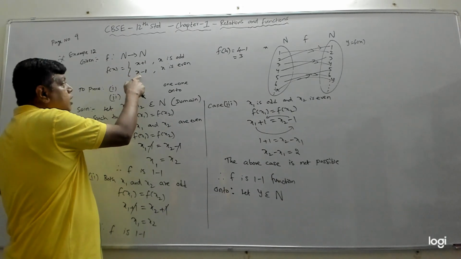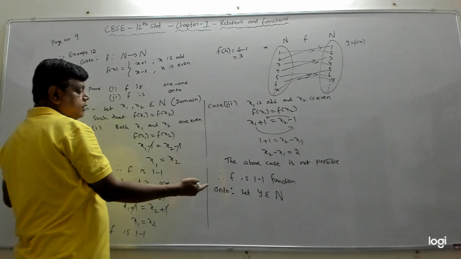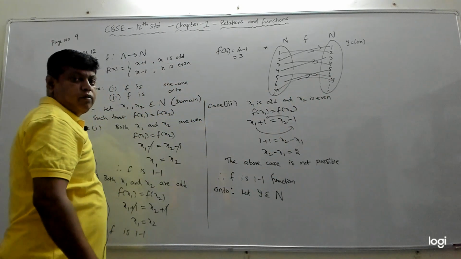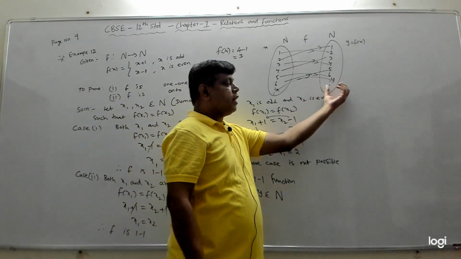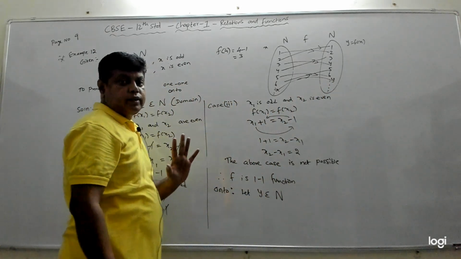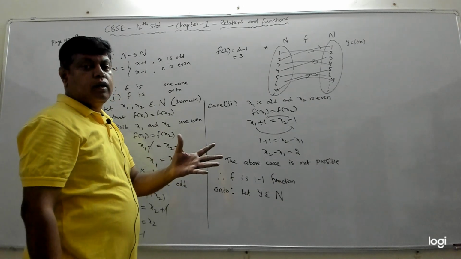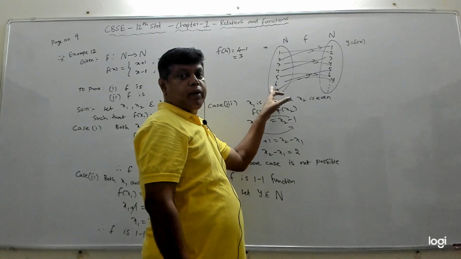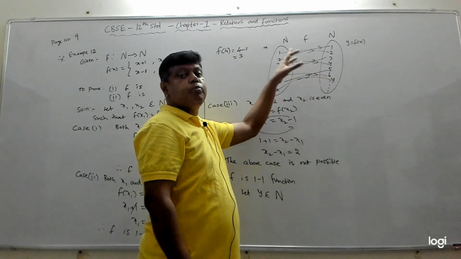So again we should have two cases to treat y. If I take any element y from this set, then we should have two cases: if y is even, then we should be able to find some element. If y is odd also, we should be able to find some element.